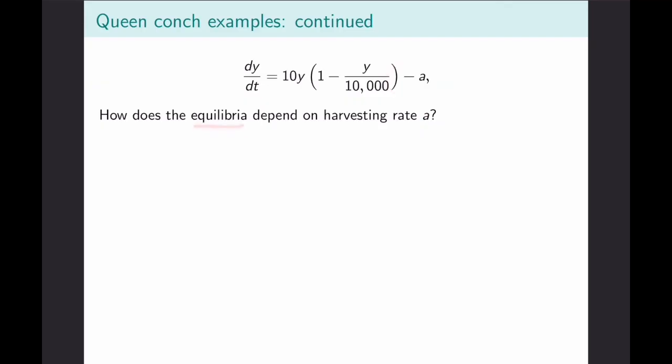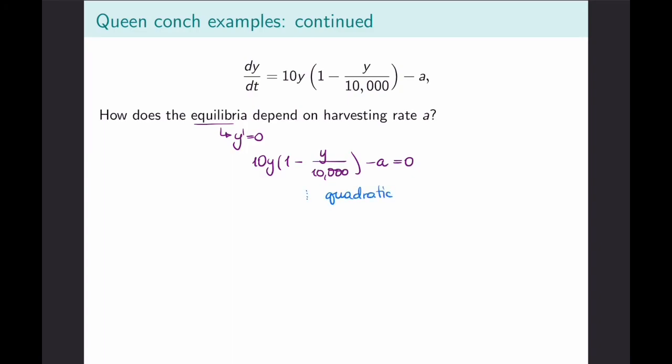Again, equilibria is where the derivative is equal to 0, which means that I have to set my equation to be 0. So I need to have that 10y(1 - y/10,000) - a is equal to 0. And I need to solve it for y. I have this parameter a here, which means I cannot simply try to find numbers that will work. So the only way to actually solve this is to apply the quadratic formula.